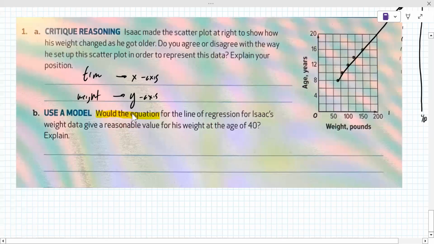So no, the equation is not reasonable. And you want to say that he's not going to consistently gain weight on average over his lifetime, something like that.